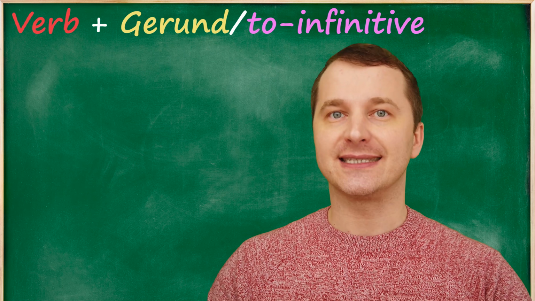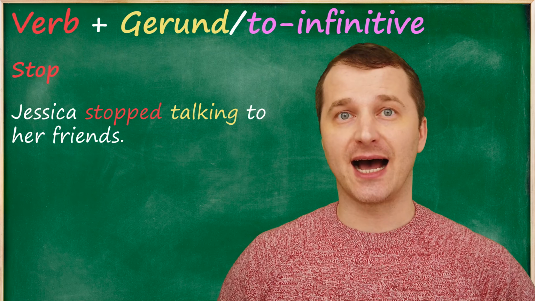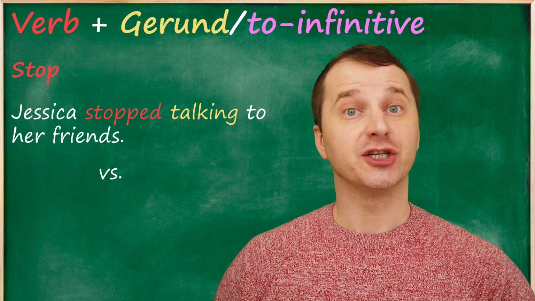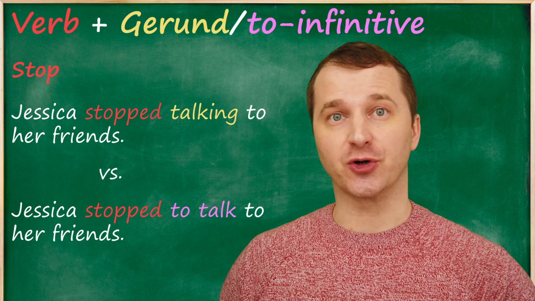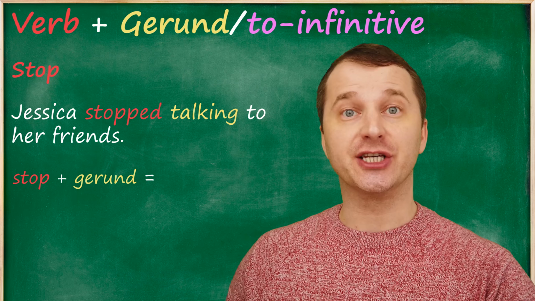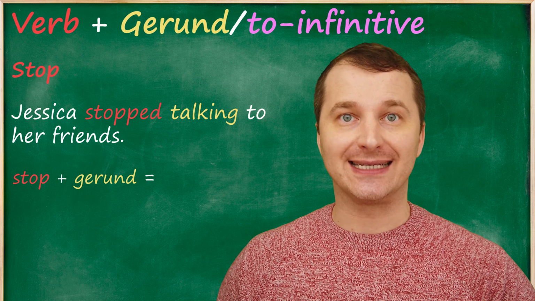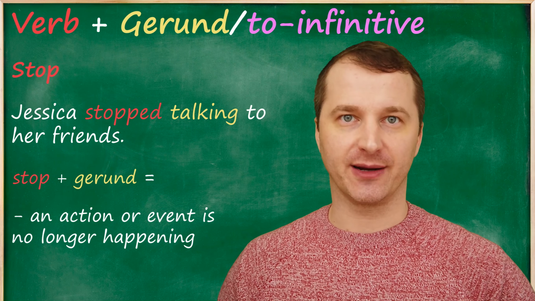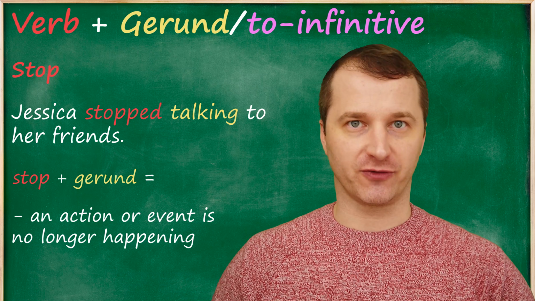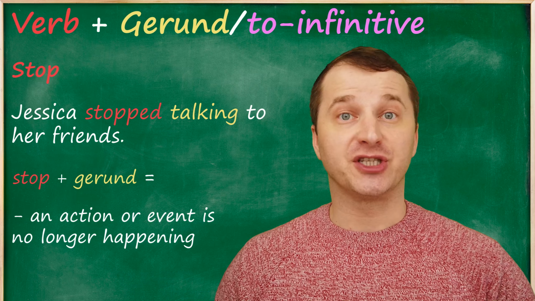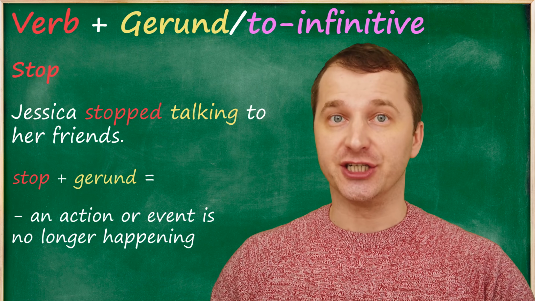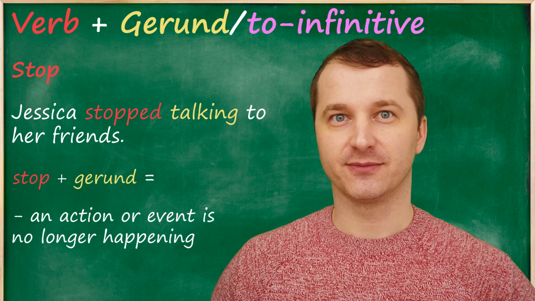And it's the verb stop. Jessica stopped talking to her friends. Versus Jessica stopped to talk to her friends. Stop plus ing is used to indicate that the action is not happening anymore. So Jessica is no longer talking to her friends. Perhaps she had a heated argument with her friends, and she decided she didn't want to speak to them anymore.